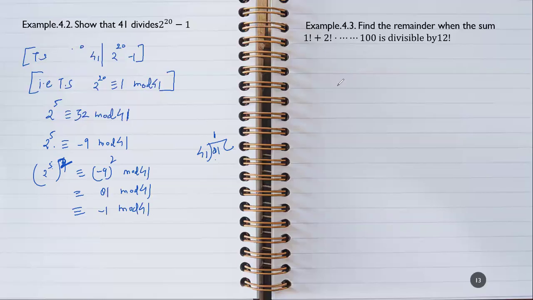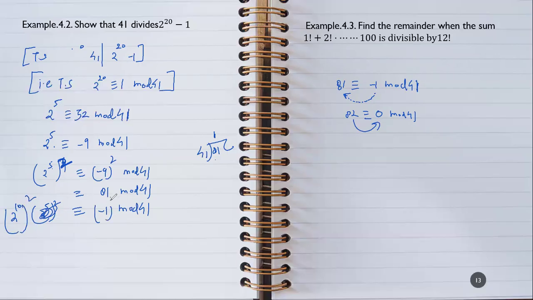When you see 81 is congruent to minus 1 mod 41, because if I shift minus 1 here, then it will be 82, and 82 is congruent to 0 mod 41. So 2 to the power 5 to the power 2 is congruent to minus 1 mod 41. This is 2 to the power 10. Now if I raise it again to the power 2, I will get 2 to the power 20, which is congruent to 1 mod 41.